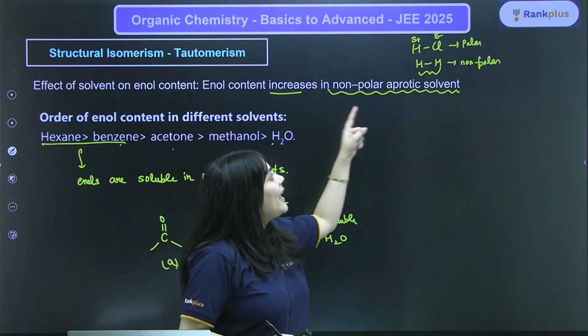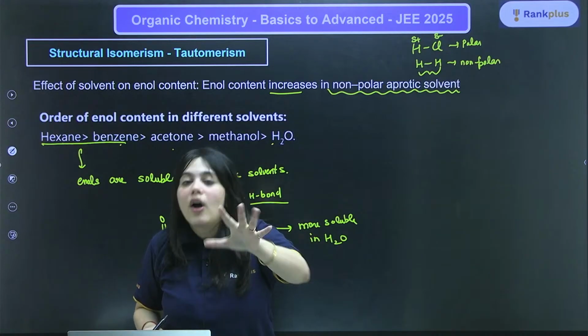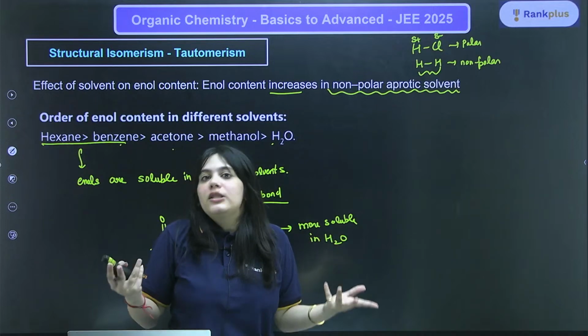The other one is an aprotic solvent. Aprotic means what? One which cannot give a proton. Proton means H plus, right? Aprotic means no H plus is in them.